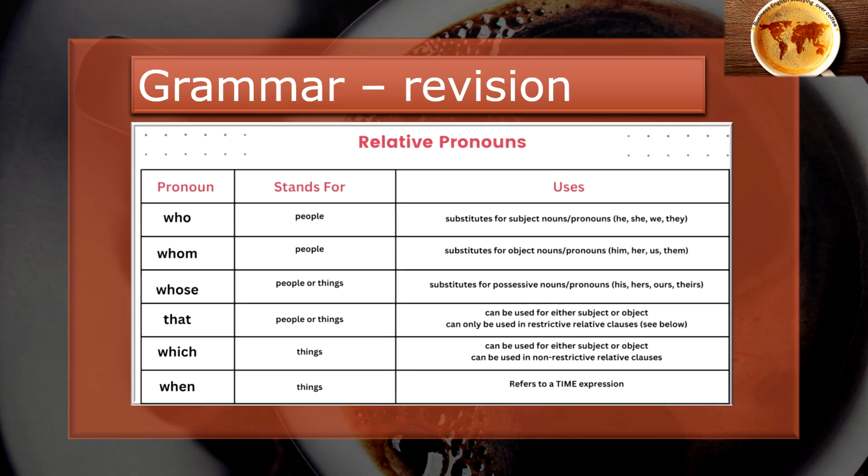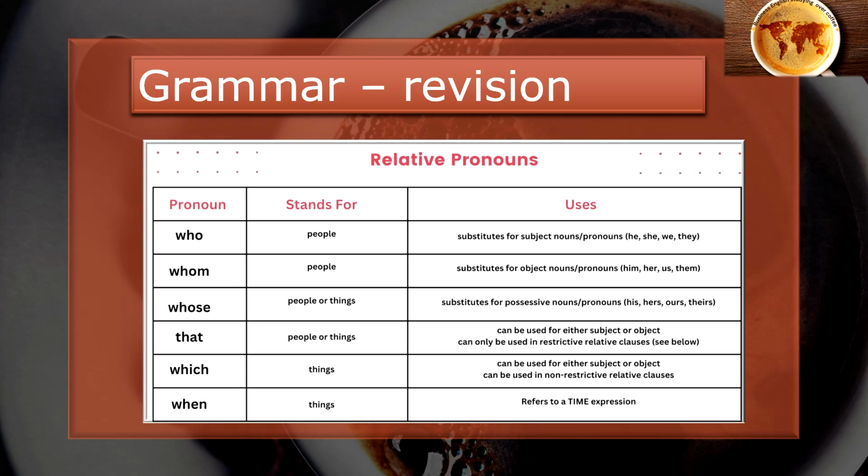Let's go. Grammar revision. We have here a table with relative pronouns. The pronoun who stands for people, and we use it as a substitute for subject nouns or pronouns: he, she, we, they. Pronoun whom stands for people. We use it as a substitute for object nouns or pronouns: him, her, us, them. Next pronoun is whose. Stands for people or things. Used as a substitute for possessive nouns or pronouns: his, hers, ours, theirs.